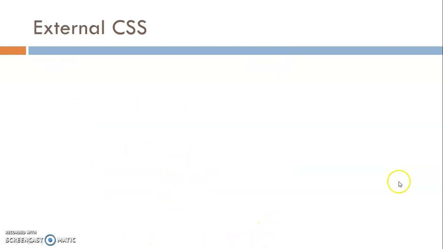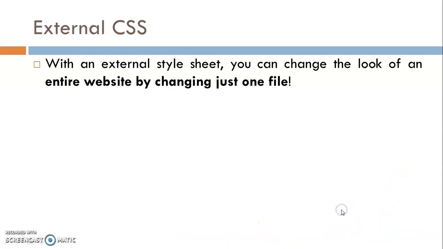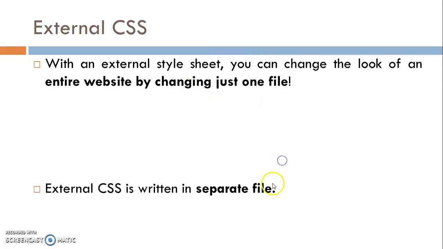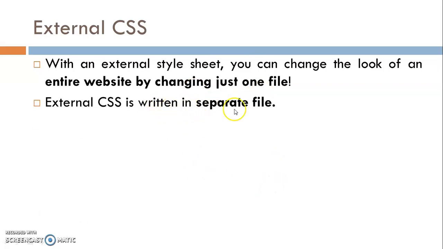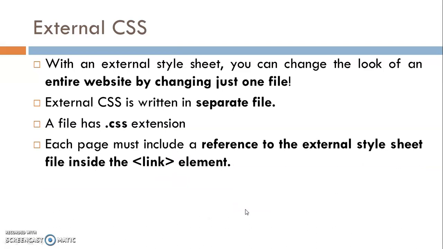Now the second type is external CSS. Using an external style sheet, you can change the look of an entire website by changing just one file. It is written in a separate file with a .css extension. It is defined outside of all web pages, so it is known as an external style sheet.